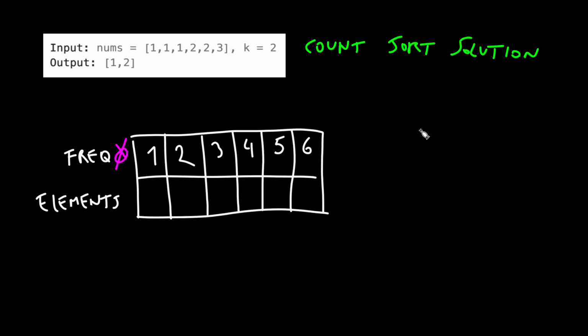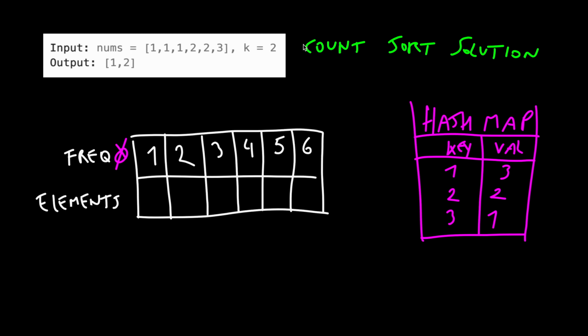In order to use this solution, we are also going to need a hash map. So in this case, the hash map is going to look like this. Basically, the hash map is going to contain the frequency of each number that is appearing in the input array. So as you can see, the value is going to be the actual frequency and the key is going to be the number. In this case, 1 is mapped to 3, 2 is mapped to 2, and 3 is mapped to 1 because 3 only appears once.